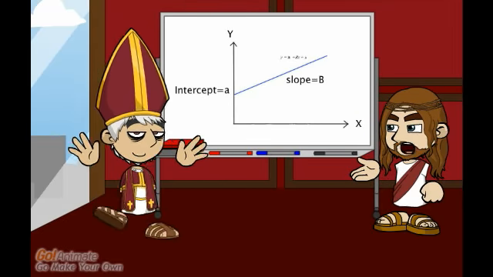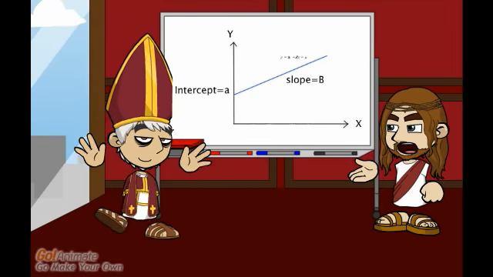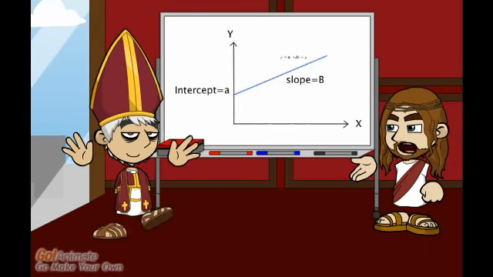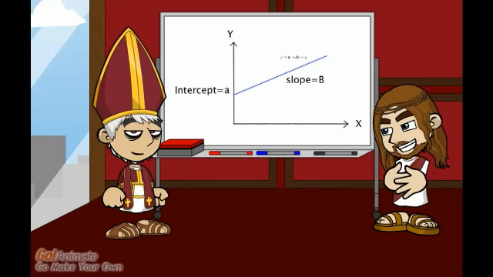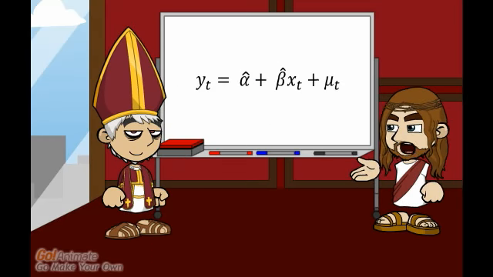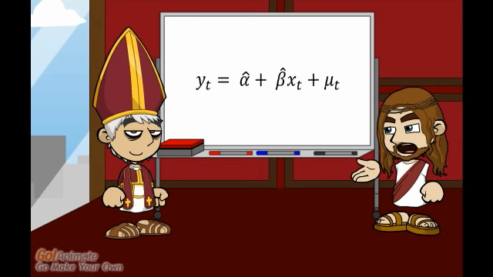So, ordinary least squares is where the sum of the squared residuals is minimized. The OLS estimators are known as alpha hat and beta hat. I do enjoy a good hat. Well, OLS estimators are used to estimate the regression line of a sample. The equation is on the board.